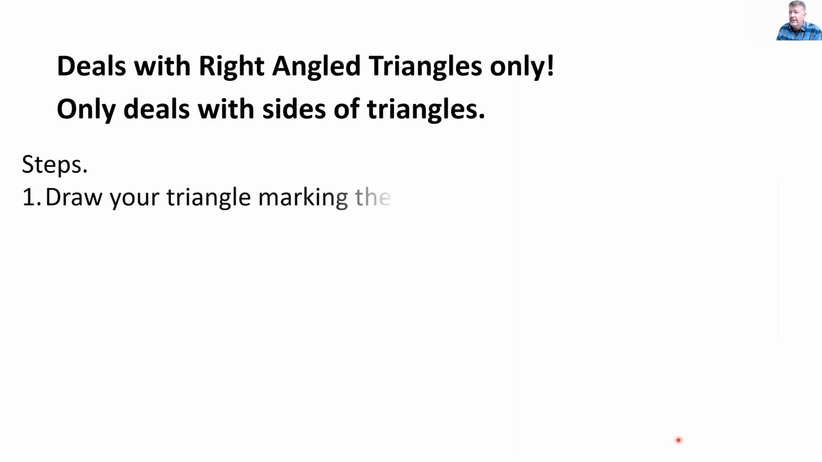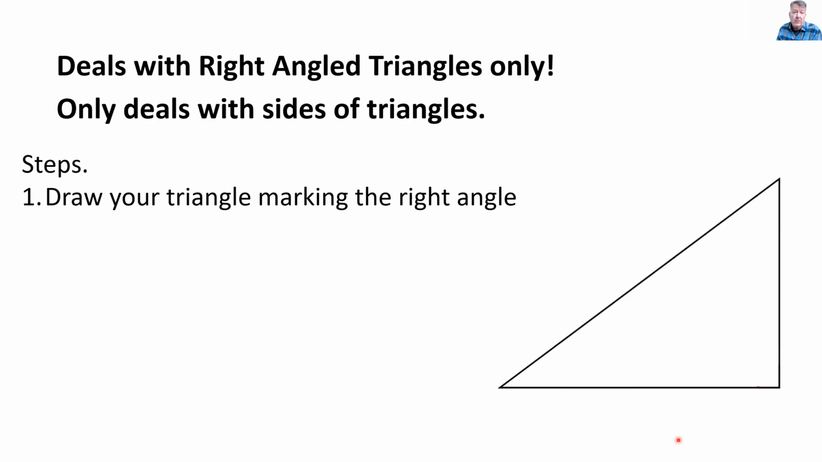First step, draw your triangle. Draw a right angle triangle. Okay, let's do that. There's a right angle triangle. Is it a right angle triangle yet? Not yet. We're missing the right angle, so we need to put the right angle in here.